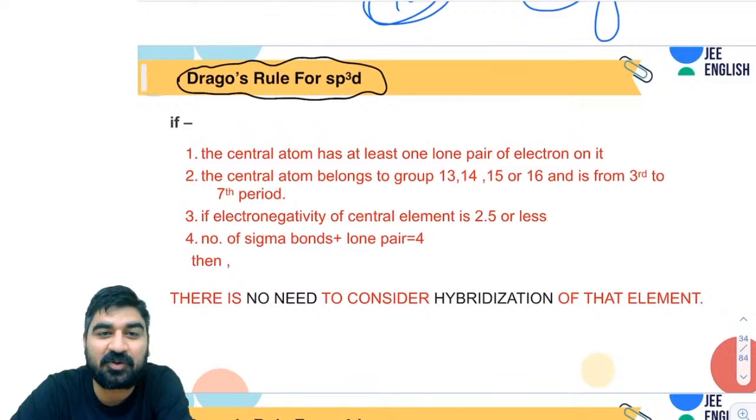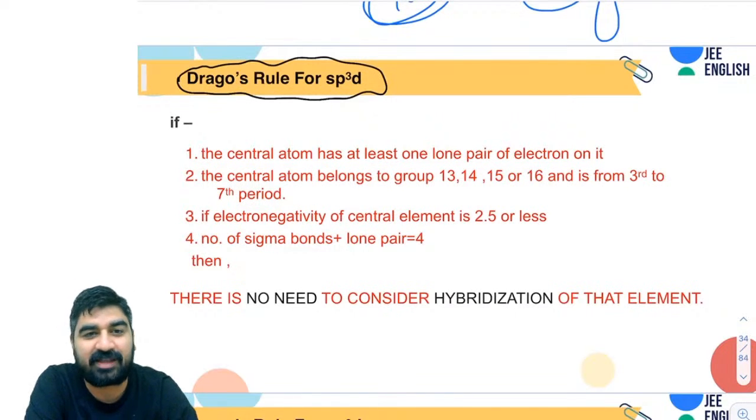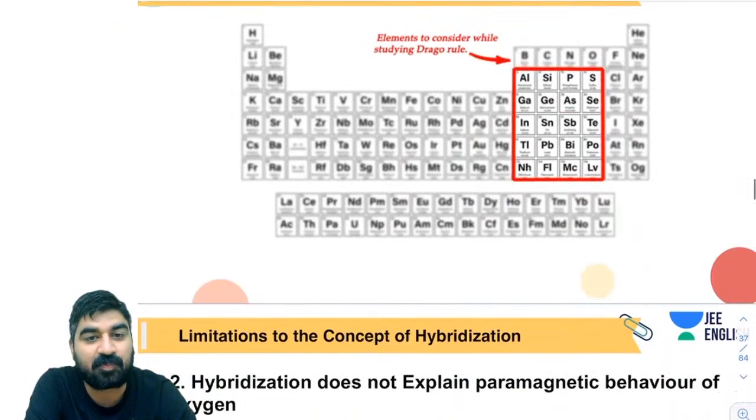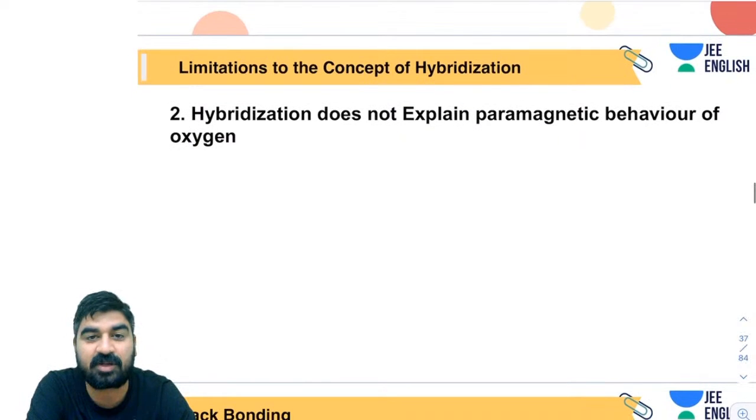So what is this Drago's rule and how does it help us in finding those hybridizations, guys? So now let me tell you what we are going to do in the next few classes, guys. Drago rule I will be teaching you. What is Drago rule? After that, guys, the limitation of concept of hybridization, we will keep on doing that.